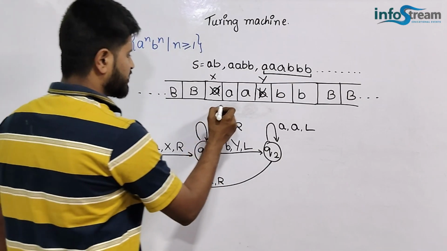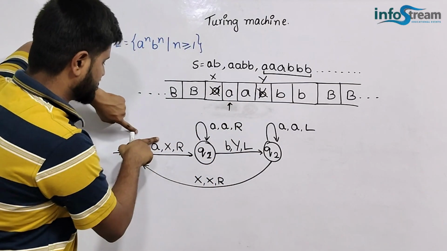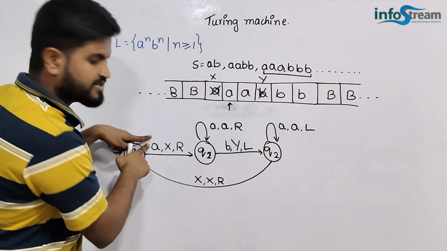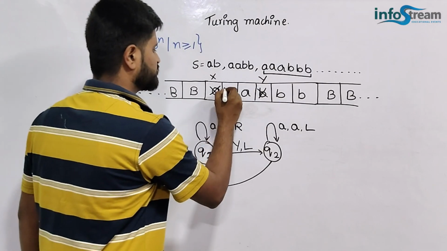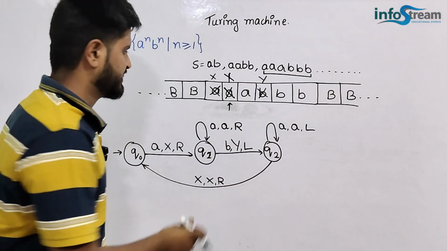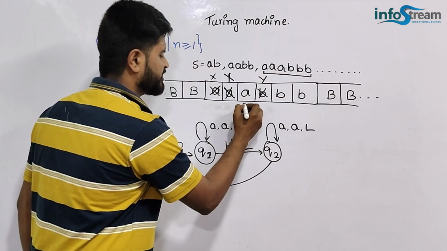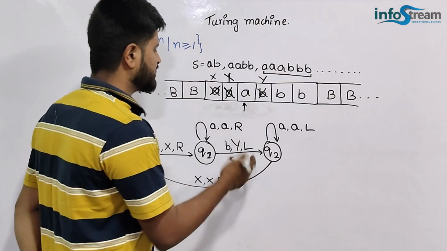So what I will be doing? I will move again to the right. That is a. So here the condition is already written. When a is occurring, you replace it using x and move towards right. So now I will replace it using the x and move towards the right side. So when I will be moving towards the right side, a occurred again.